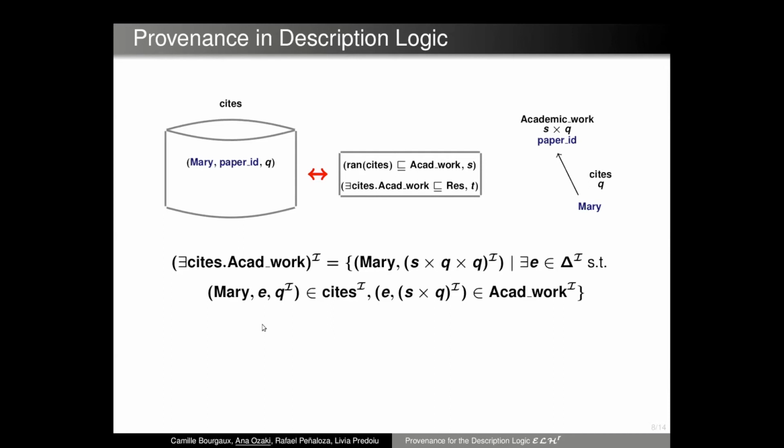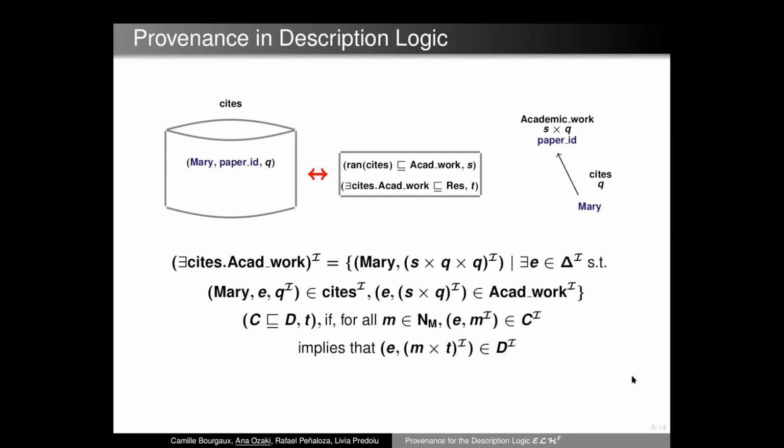So this is replacing with our example, and what will happen in this case is that we have Mary with provenance Q in this extension of cites, and we have this element E, in this case an academic work, the paper ID with provenance S times Q. And our semantics will say that if we have a concept inclusion with some provenance symbol, in this case T, and something is in the extension of C, it will also be in the extension of D, now with the T symbol, which in our case means that if we apply this second concept inclusion, we will be able to entail that Mary is a researcher, and this will be the provenance.